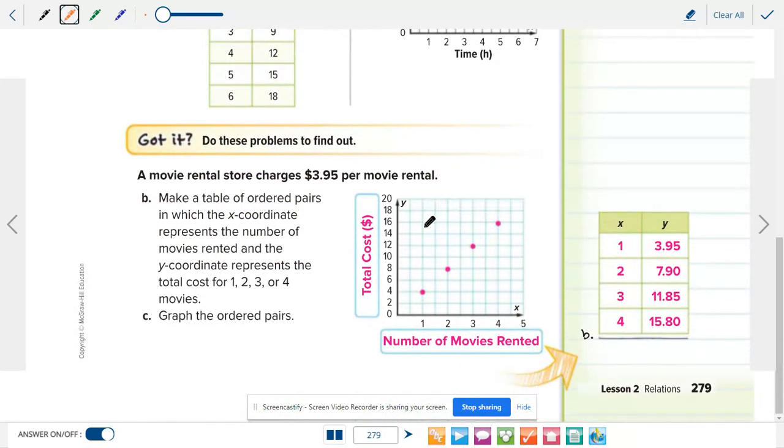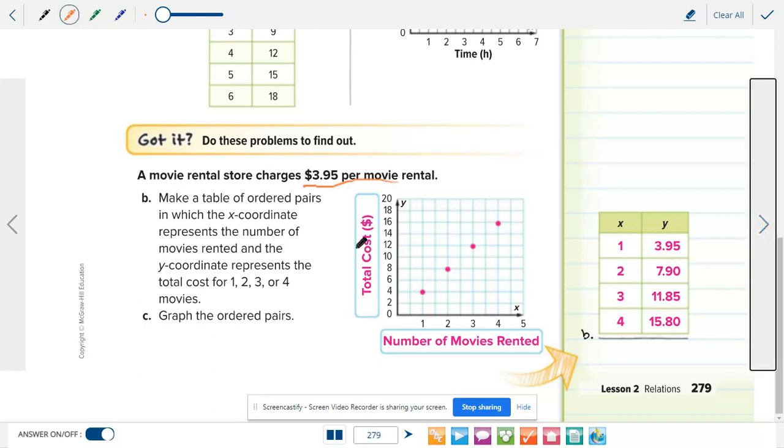All right, here the answers are already up, but it's a similar thing where they tell you a rate, right, per movie, that much per movie, and then they ask you to make a table. You can see it over here. All right, where did those numbers come from? Well, they told you to make a table where the x coordinate represents the number of movies rented. So movies rented would be here. And y represents the total cost. And it tells you to use 1, 2, 3, and 4 movies, right? Okay. And then you graph those. You know how to graph ordered pairs.